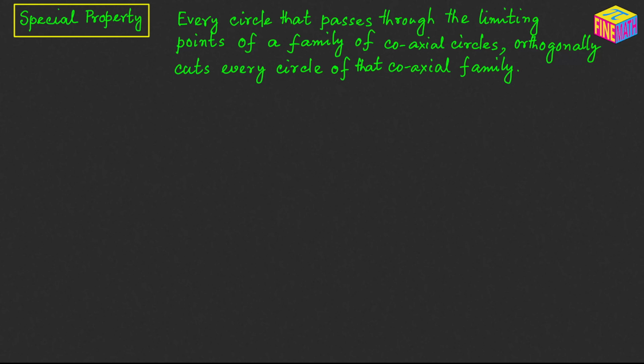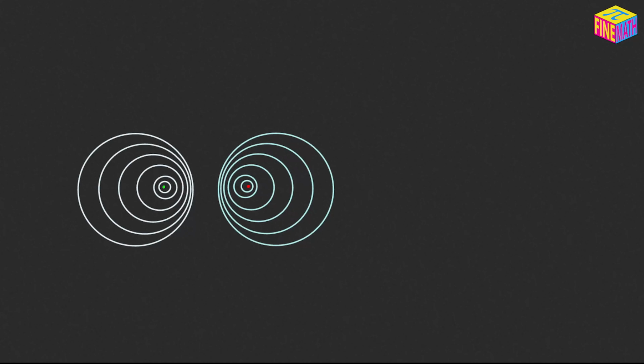Now first let's try to visualize this property. Let's suppose we have a family of coaxial circles like this with two distinct limiting points, the red dot and the green dot. And then any circle that passes through these two limiting points will cut each circle in this family orthogonally. So now let's see how those circles are going to look. Let's suppose we have a circle like this that passes through the two limiting points. Then this green dotted circle would cut orthogonally each of the white circles.